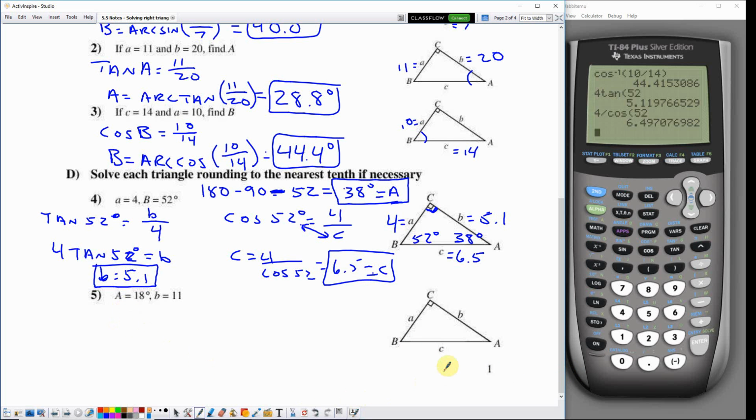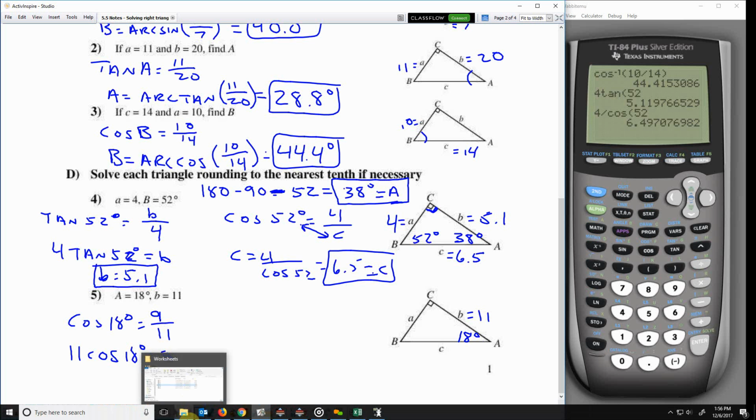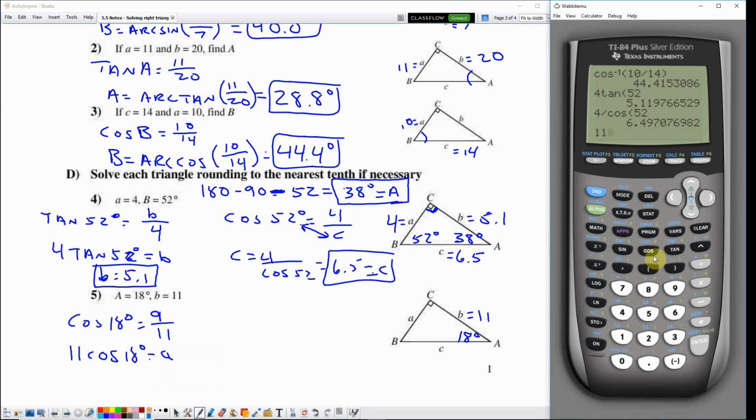In number 5, angle A is 18 degrees. Side B is 11. Let's do side A first. Opposite over adjacent is tangent. Tangent 18 is A over 11. When the number is here in the denominator, I'm going to multiply it across. 11 tangent 18 equals A. So 11 times tangent 18 is 3.6.